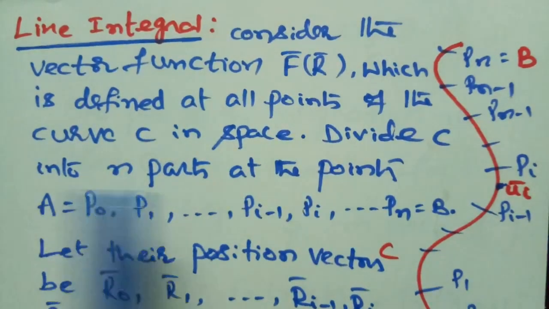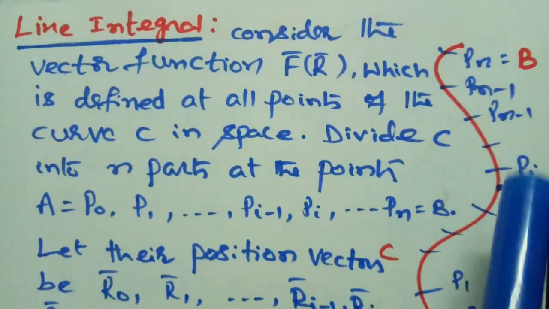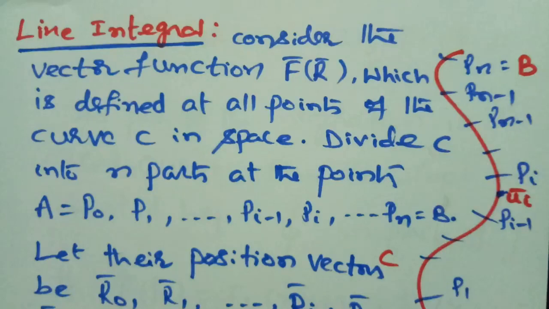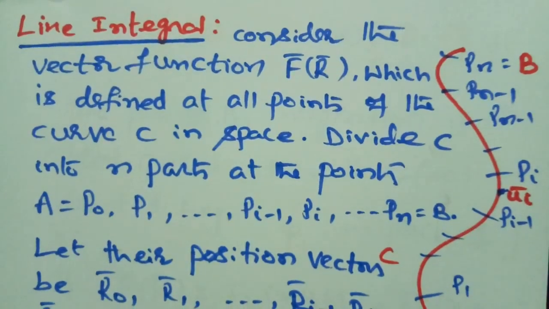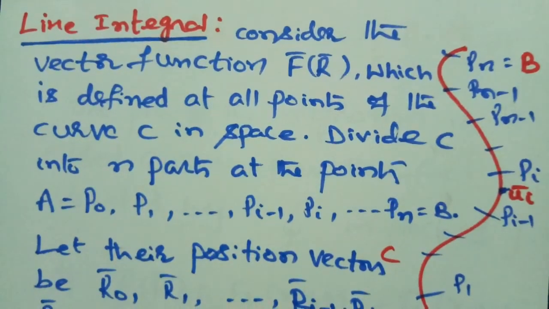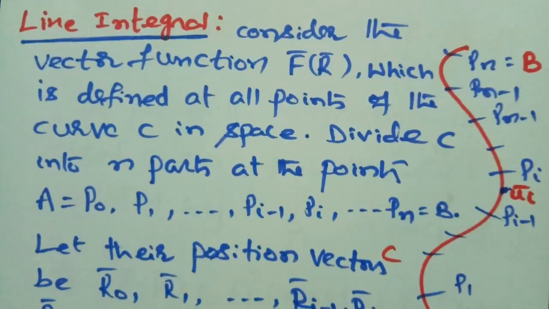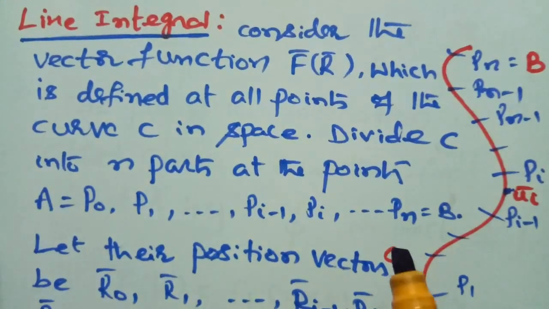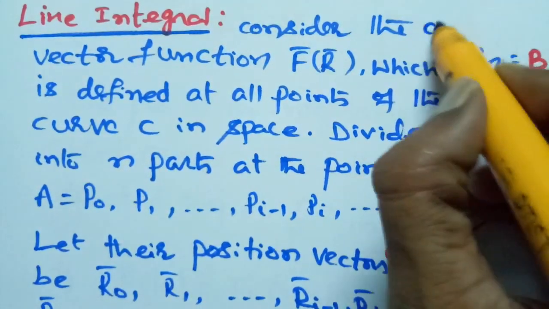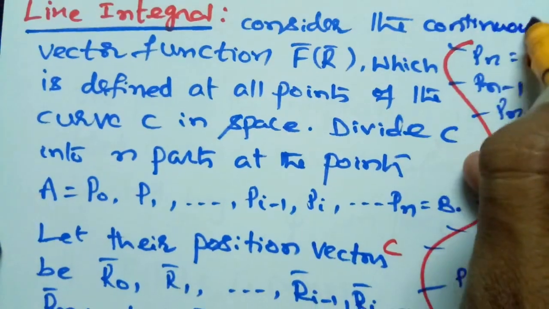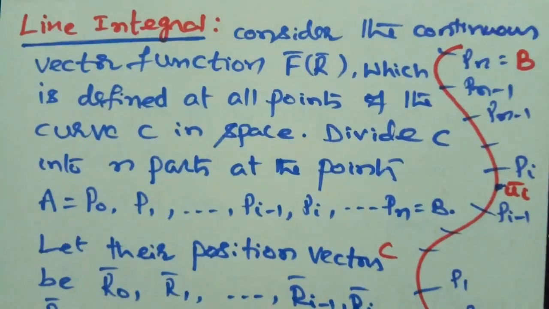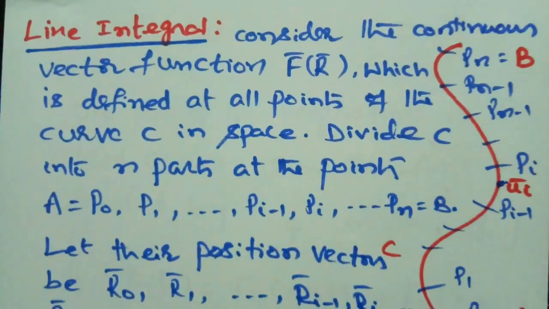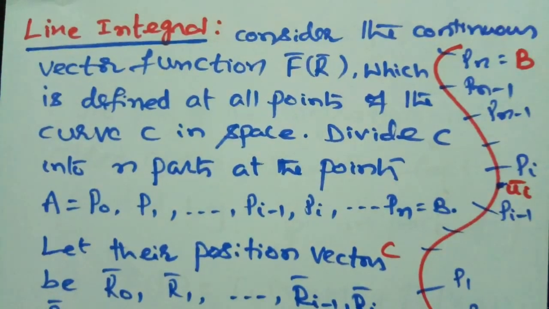Now, the line integral. Consider the vector function F bar of R, which is defined at all points of the curve C in space. In space there is one curve C. On this curve, consider the continuous vector function defined over C at all points in the space.